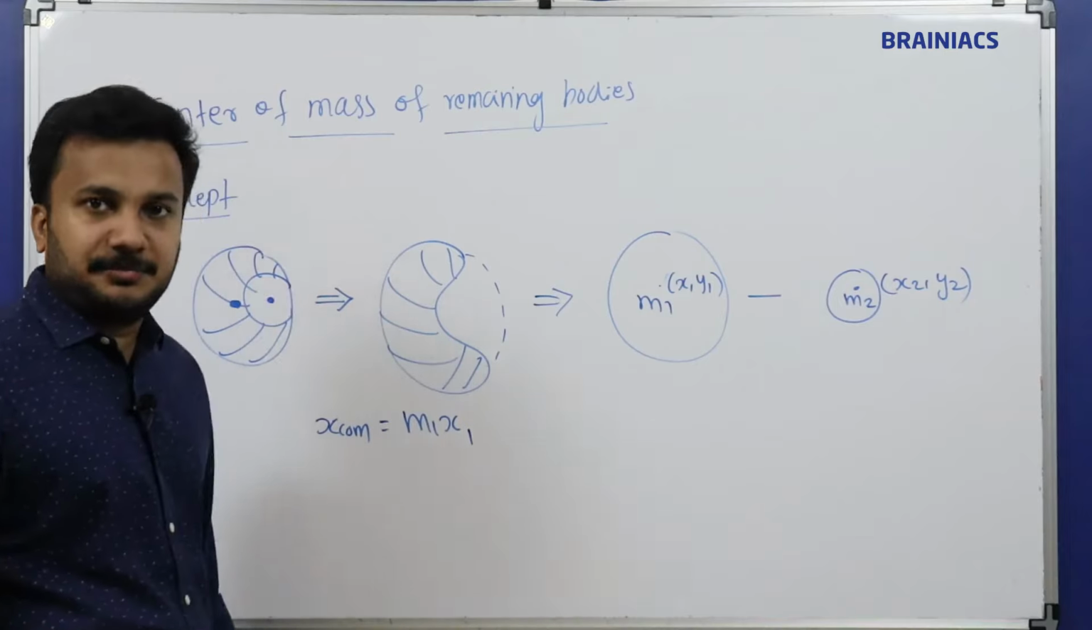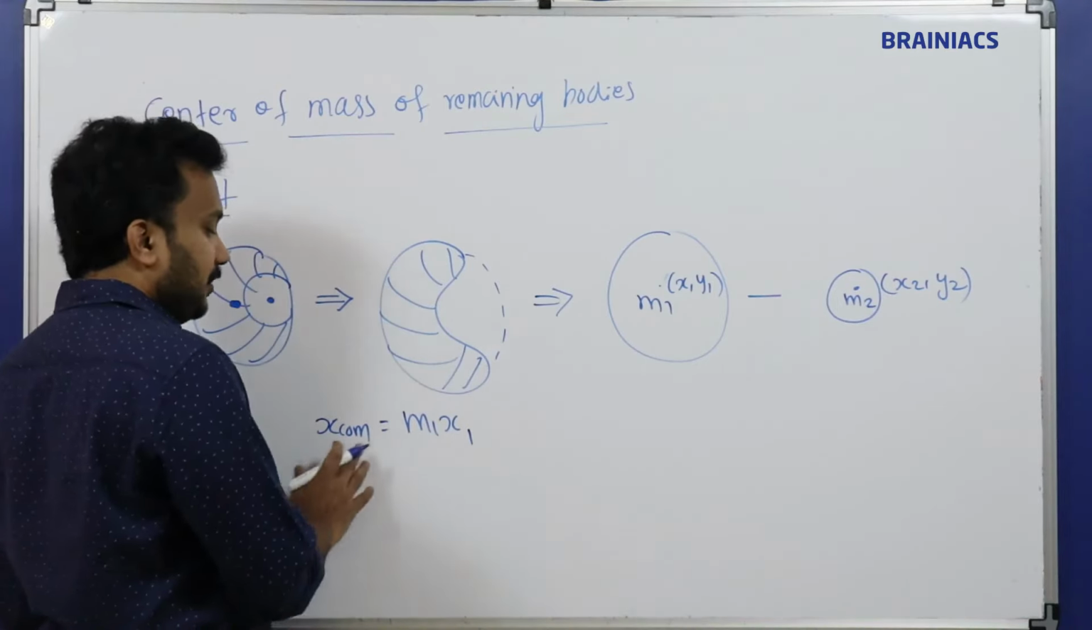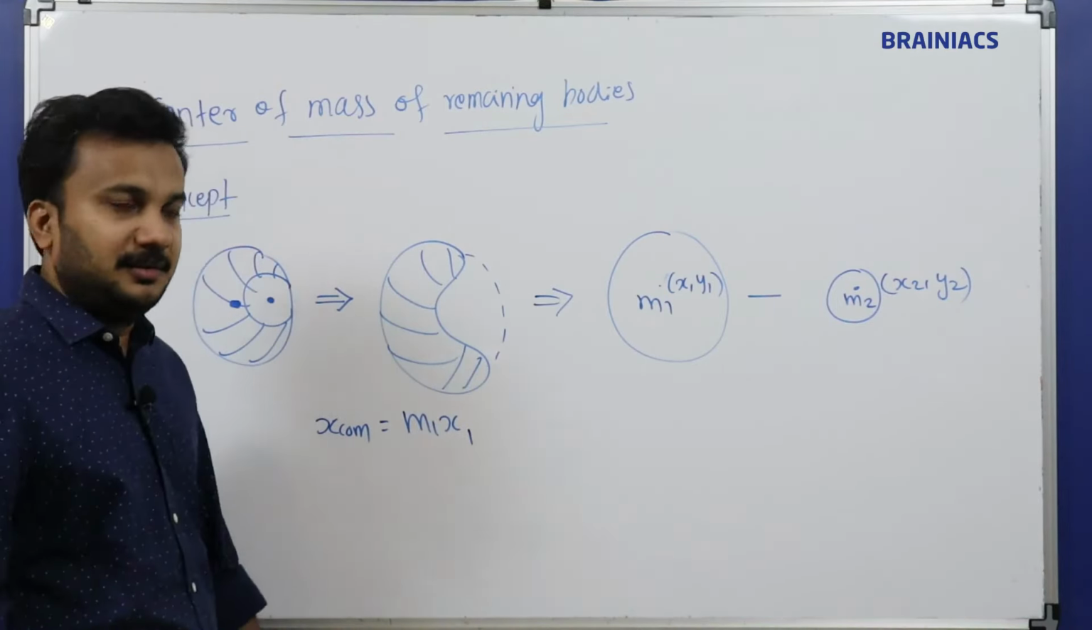Suppose this is on the x axis, so the x coordinate formula is like this. The same formula is applicable for the y coordinate also. You know, y COM equal to m1 y1, like that.